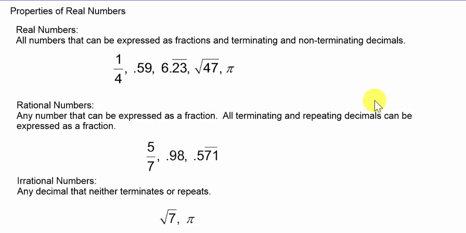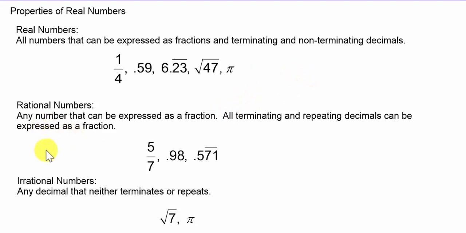The first thing we'll discuss today are the properties of the real numbers. So in general, real numbers can be described as pretty much any number that you know of at this point in time. We're going to go into another set of numbers later in the year. But for now, every number that you've learned to this point has been a real number. So things like the quarter, decimals, repeating decimals, radicals, and even pi, which is a non-repeating, non-terminating number.